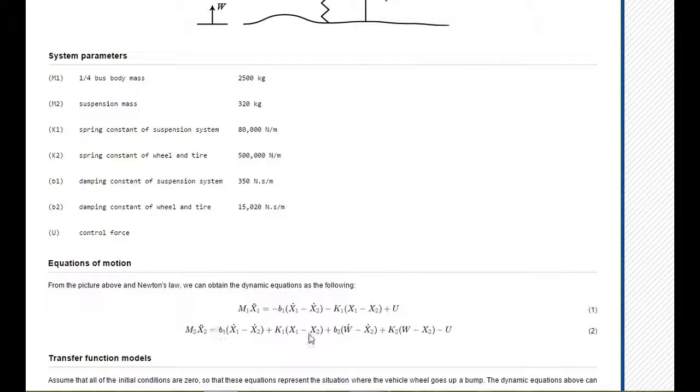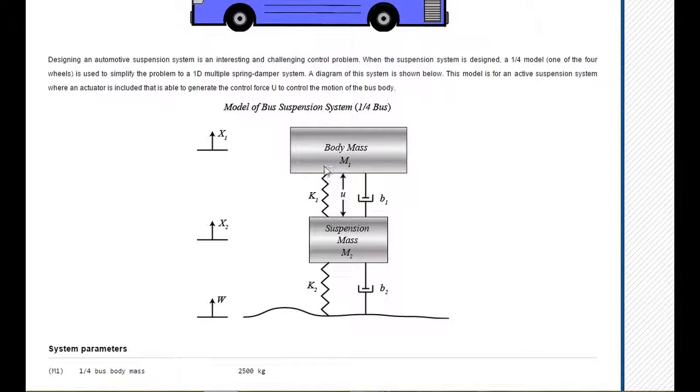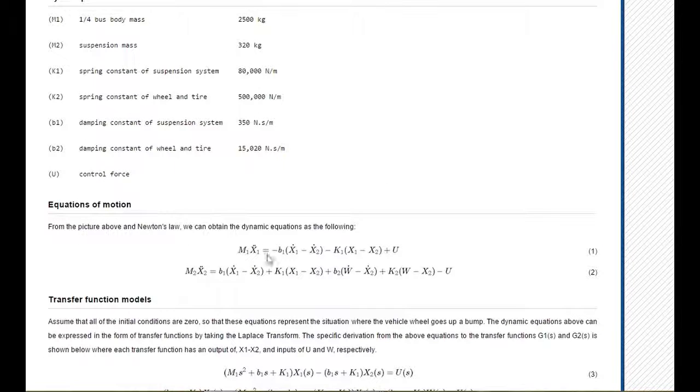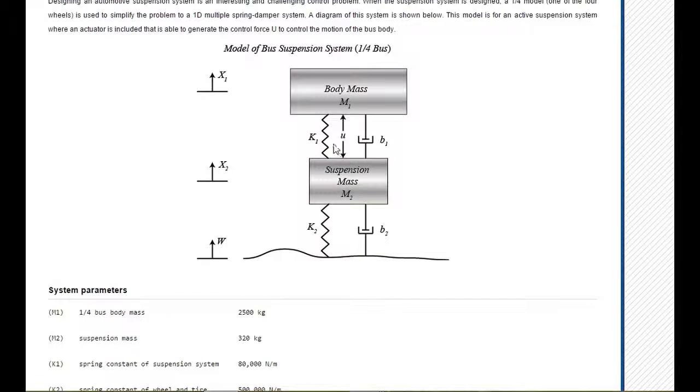On deriving the equations, sorry, I cannot take you through the derivations, you'll have to do it yourself, but I have the derived equations, where we keep the acceleration on the left side, and everything else on the right. You see m1 into x1 double dot, that is, m1 is the mass, and x1 is displacement, the derivative of it, mass into acceleration, so hence it is x double dot.